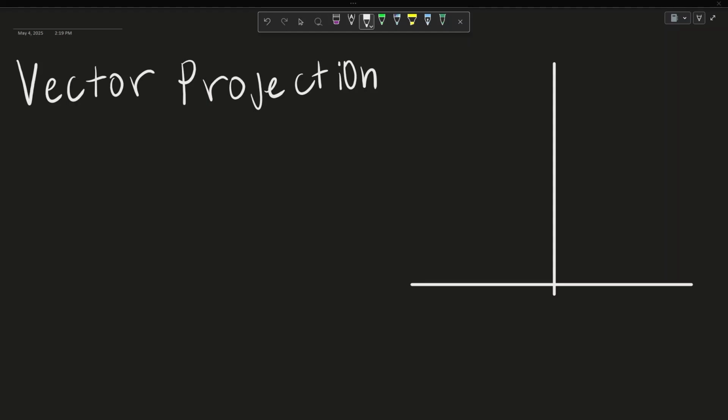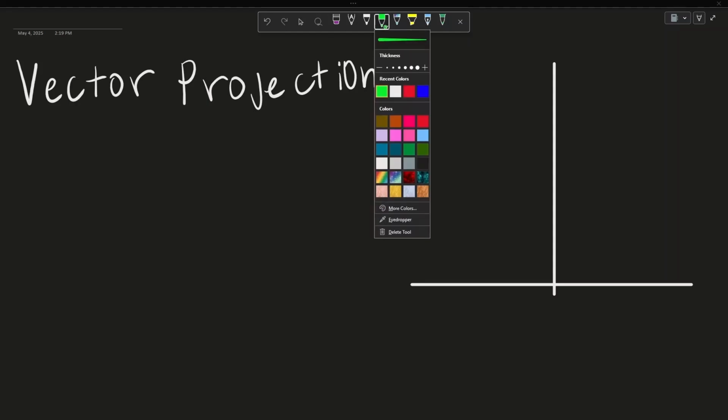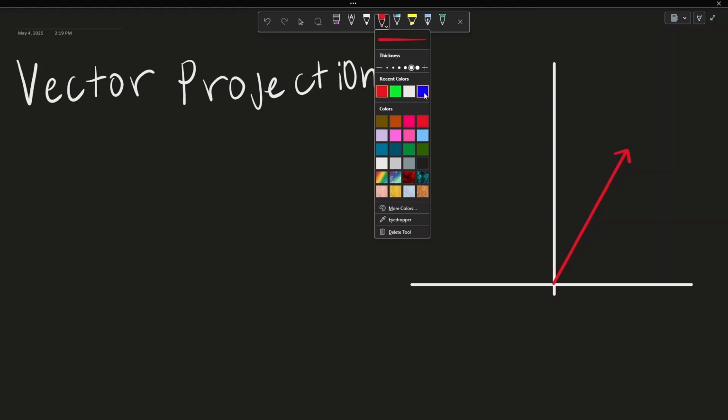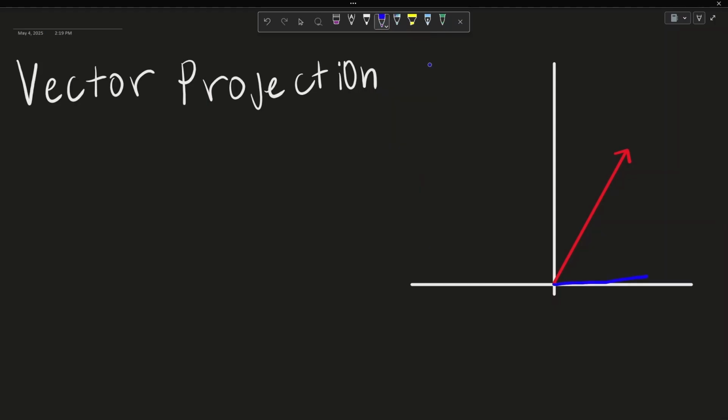Today we'll be going over the topic of vector projection in the series of Linear Algebra 1. So first I'd like to impart onto you the idea of what a vector projection is. Let's say we have an arbitrary vector, which we'll draw in red, and let's say we have a second vector in blue. It doesn't really matter where it is.